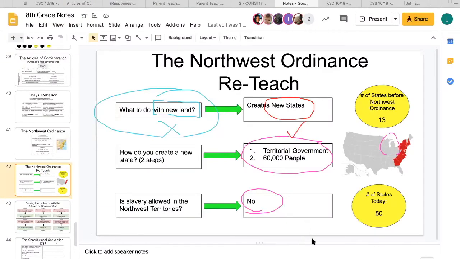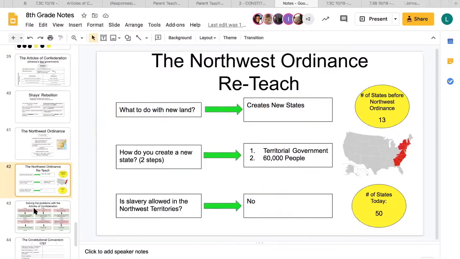So for about 5 to 10 minutes, I go over the problems with the Articles of Confederation, linking it to the Constitutional Convention, getting students to really think about the goal: change the government, create a new government, and the reasons behind it. Cool. Then we started talking about what I really want to talk about.